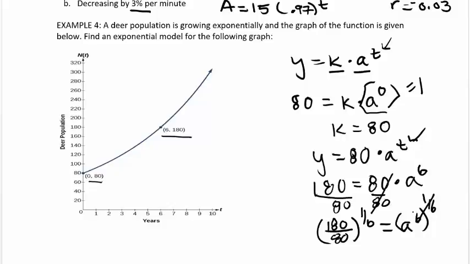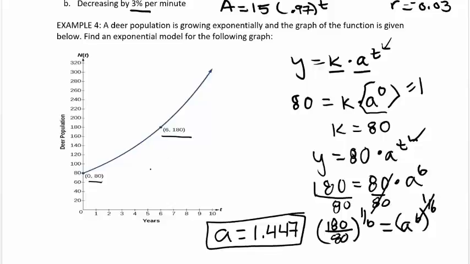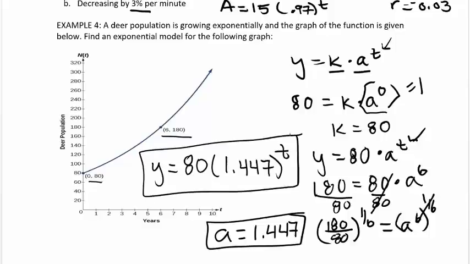You can plug that into your calculator and you're going to get that a equals 1.447 approximately. So now I can come up with my final model here, right? I know my starting value was 80. I know my a now, 1.447. So y equals 80 times 1.447 to the t.